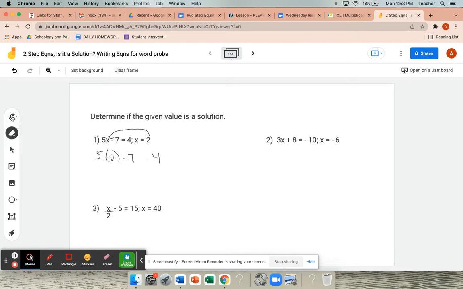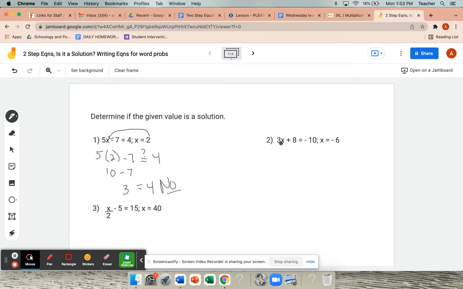Equals 4, question mark. 5 times 2 is 10, minus 7 is 3. Does 3 equal 4? No. So not a solution.